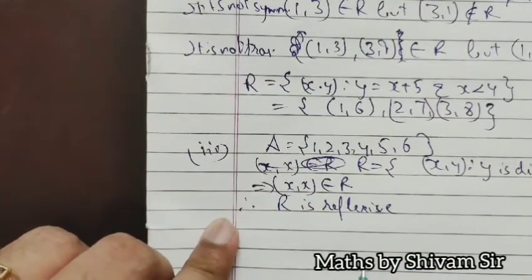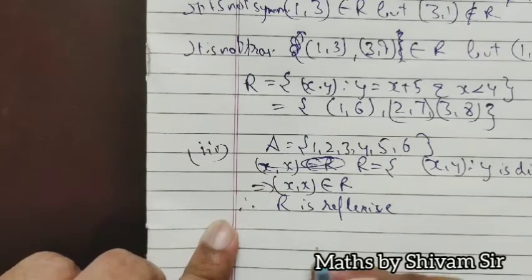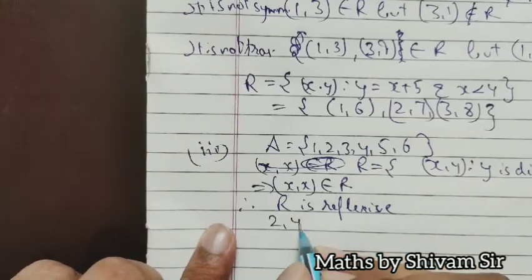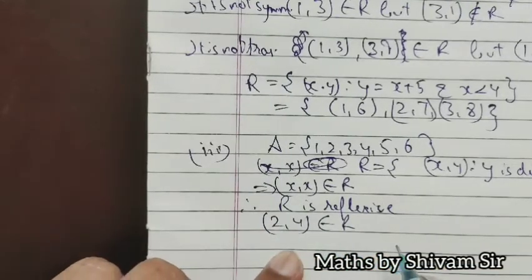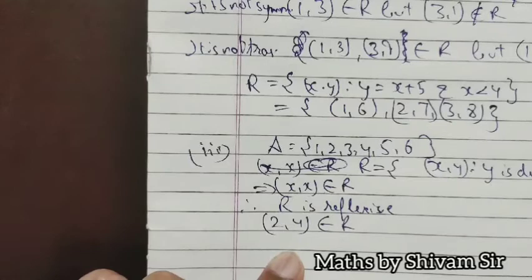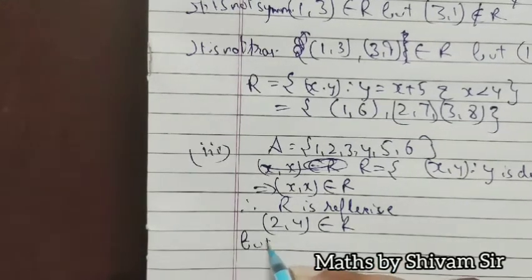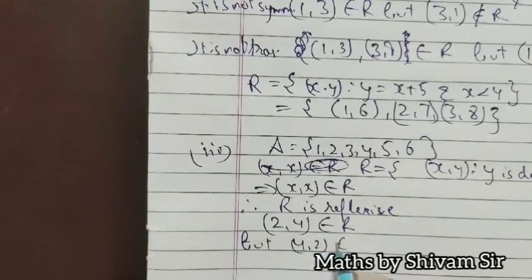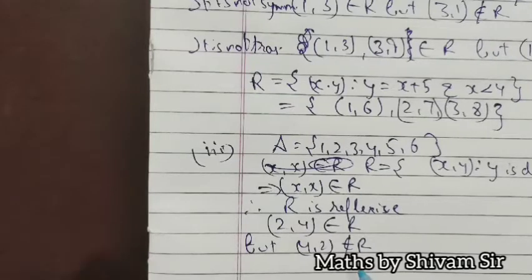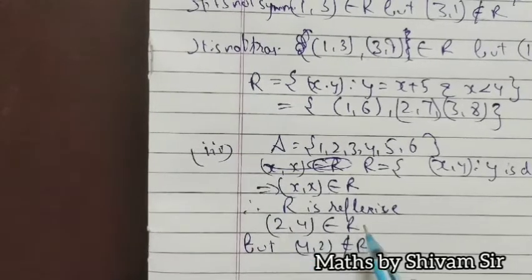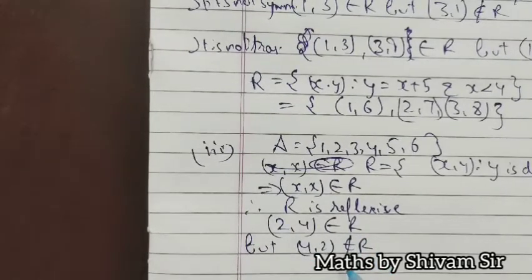Now (2, 4) belongs to R, as 4 is divisible by 2. We can see (2, 4) belongs to R because y is divisible by x. But (4, 2) does not belong to R, because y is not divisible by x. So since (2, 4) belongs to R but (4, 2) does not belong to R, it is not symmetric, right? So it is not symmetric.